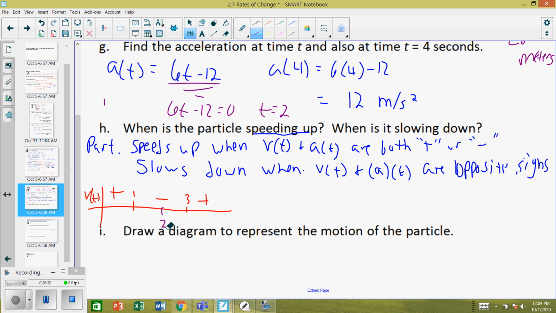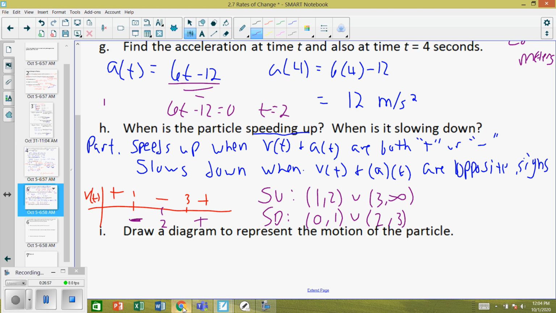Now, if I plug in maybe 1, I end up getting a negative number, so these intervals are negative. If I plug in 3 or 4, the interval is positive. So where they're the same signs is where they're speeding up. So speeding up, the same signs occur between 1 and 2, as well as 3 to infinity. That's when we're speeding up. And we're slowing down whenever we have opposite signs. So that would be 0 to 1 and from 2 to 3.